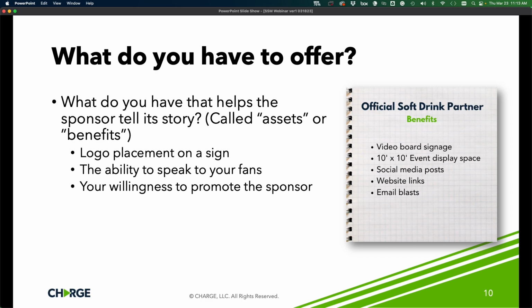It may be signage at an event. It may be the ability to display their products at an event. It could be your social media posts or your website link, or even their inclusion in your email blasts. Whatever it is, it has to demonstrate the ability to speak to fans, but also your willingness to promote the sponsors. So essentially, the things you offer facilitate the ability for the sponsor to speak to your audience.